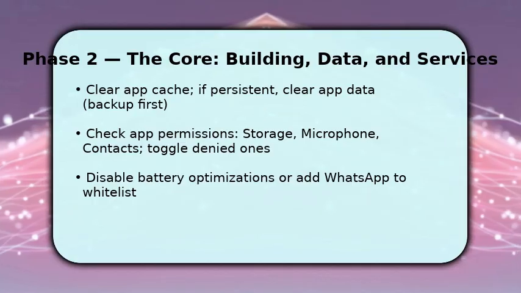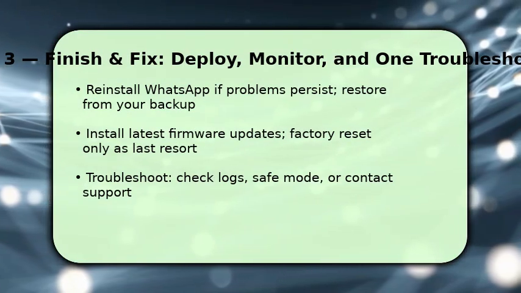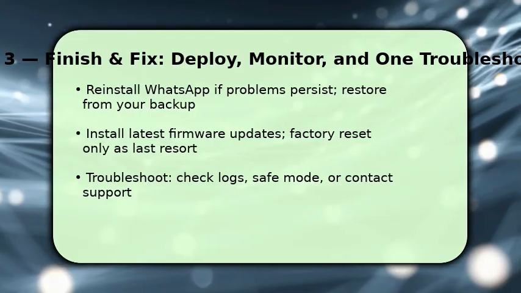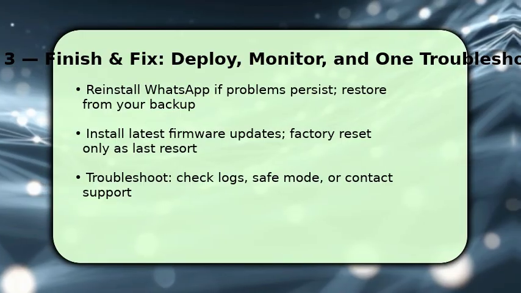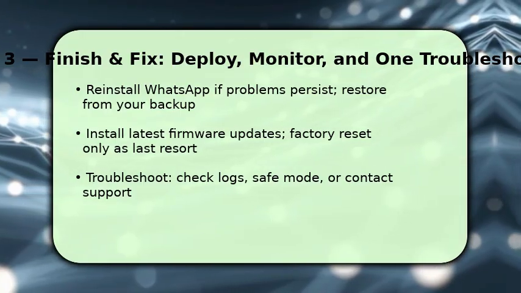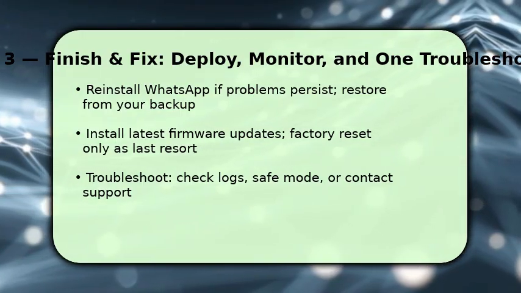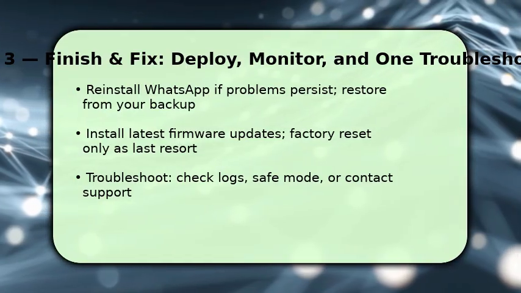You finish with system-level solutions. If app fixes fail, uninstall then reinstall WhatsApp and restore from your recent backup. This replaces corrupted binaries. Next, install any pending firmware or security updates because OS bugs can crash apps.